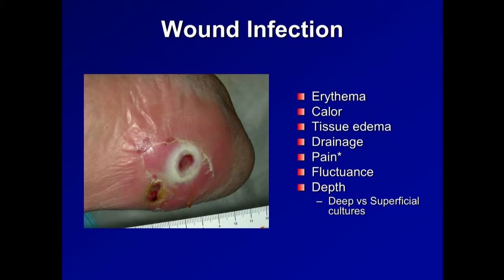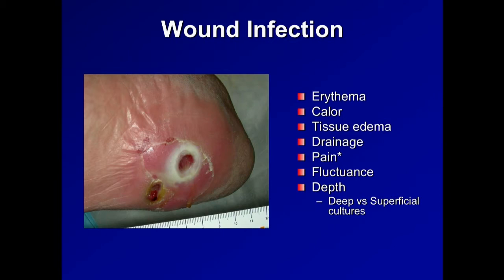There are certainly hallmarks of infection we all learned back in training, those being erythema, calor, tissue edema, increased drainage. Pain, I put that with an asterisk because obviously that can be blocked in the setting of dense peripheral neuropathy and diabetes. Fluctuance in depth.